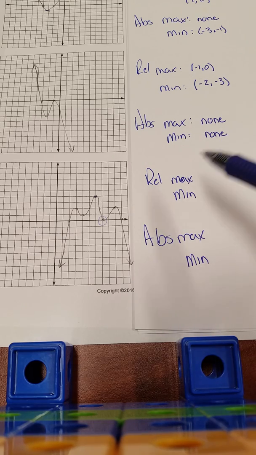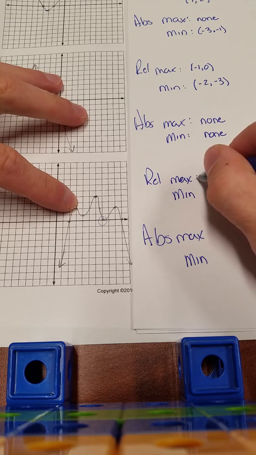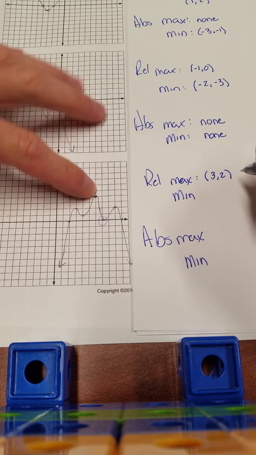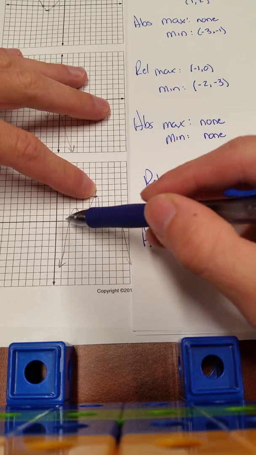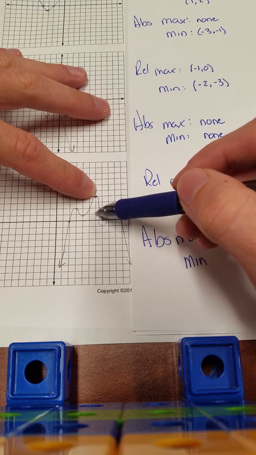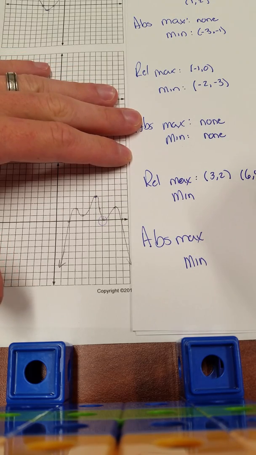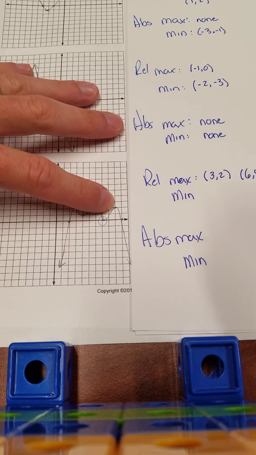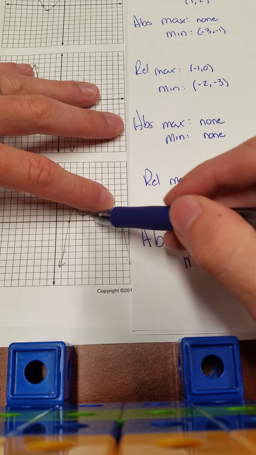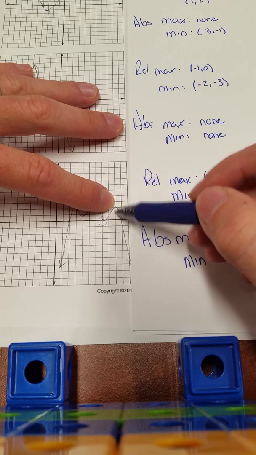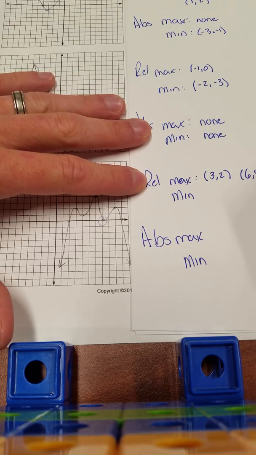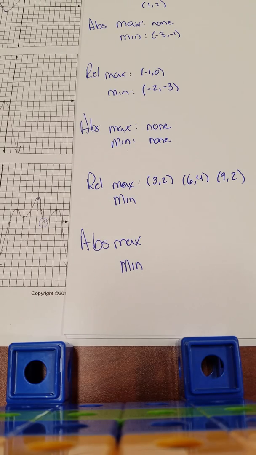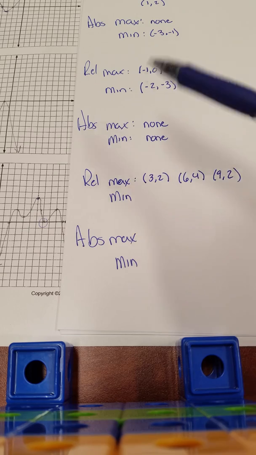Okay, so relative maximums, top of any curve. We are at the top of a curve there. So that point is 3, 2. Another top of a curve here. So 6, 4. And then another top of a curve here. I think that's the point 9, 2. So when we look at our relative maximums, there are multiple relative maximums, 3 of them. There's the top of the curve in 3 different locations, okay?